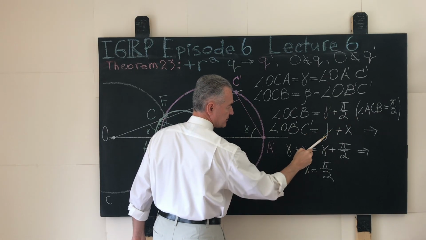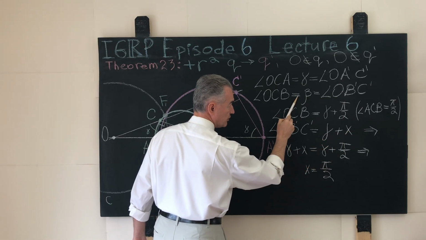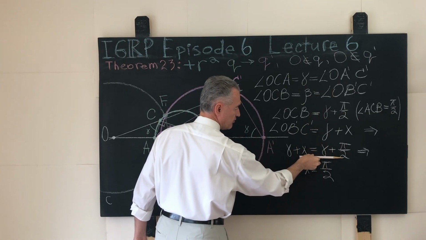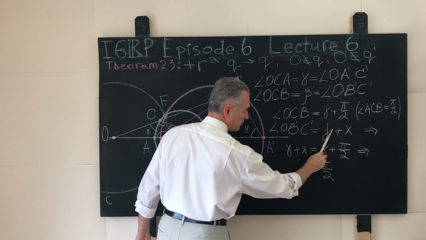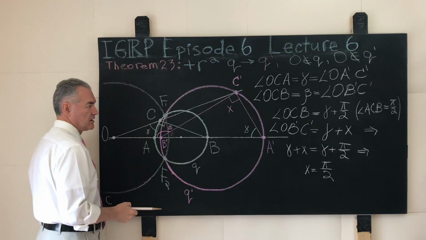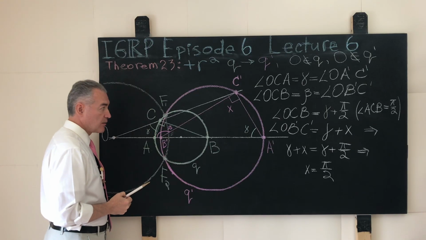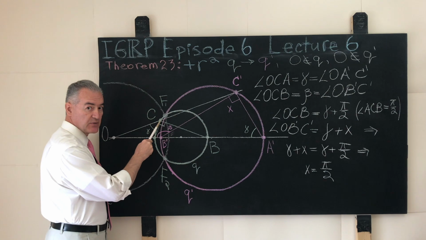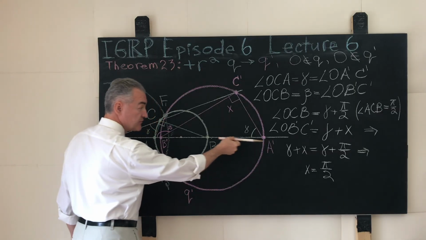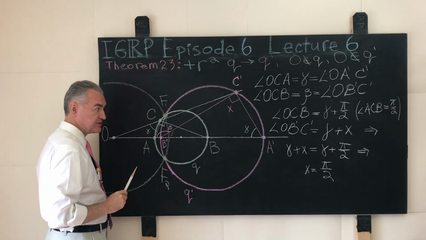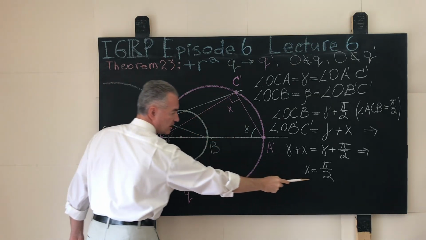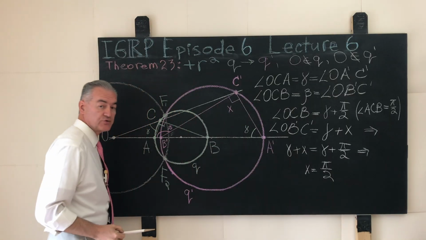Gamma plus x is equal to gamma plus pi over 2. Game over. Cancel gamma, x is equal to pi over 2. And that means that the set of points that make up the orbit of the images of the point C must be such that the points B prime and A prime, the fixed points, the line segment, must be seen from the image of the point C under what? Under a right angle.